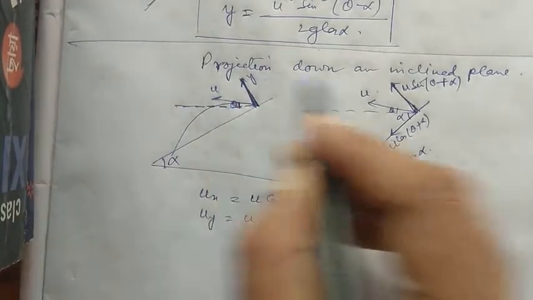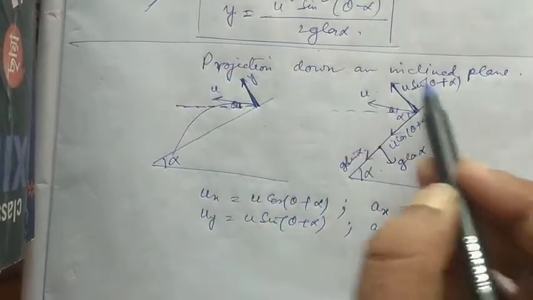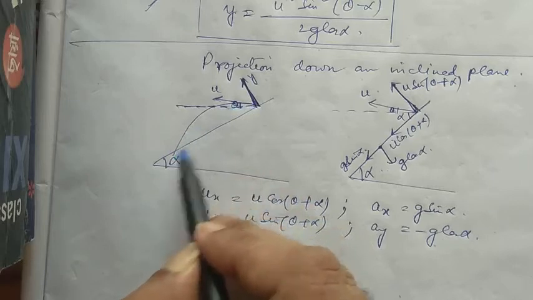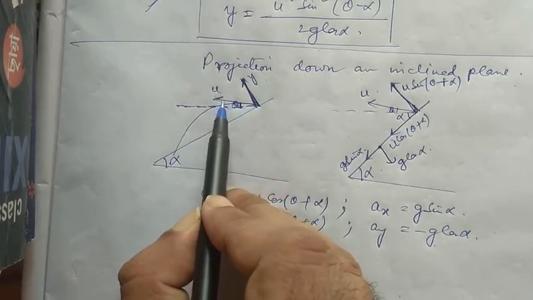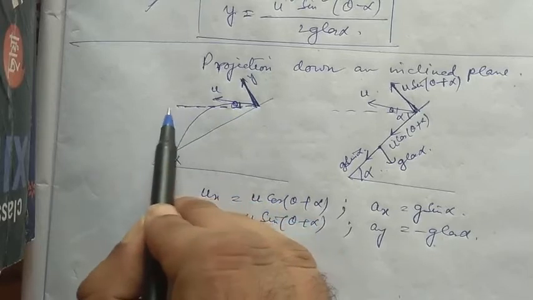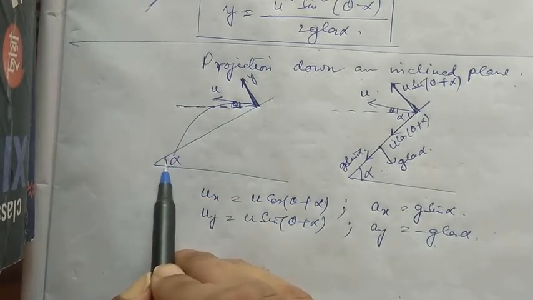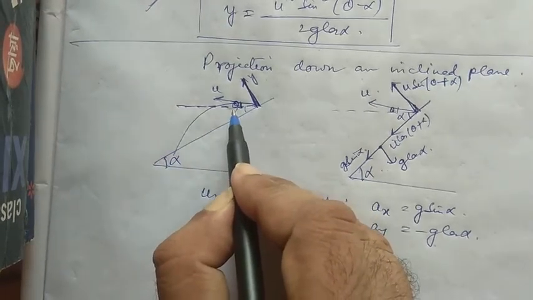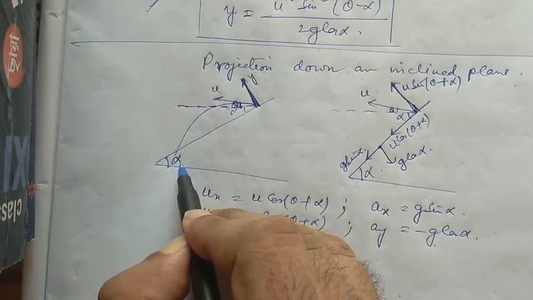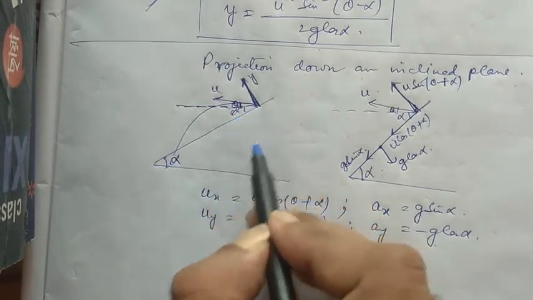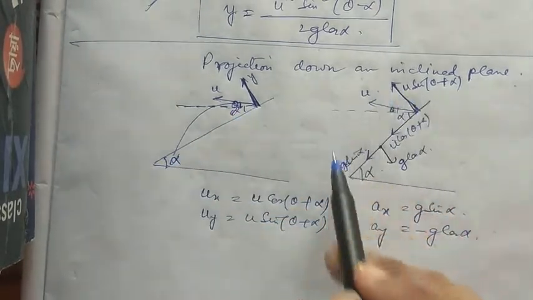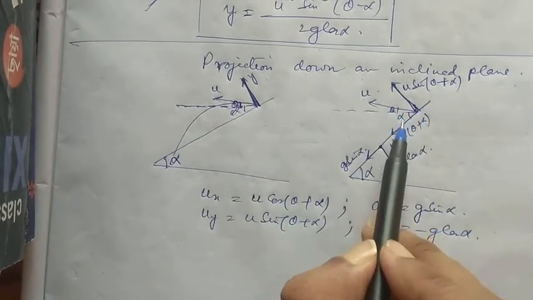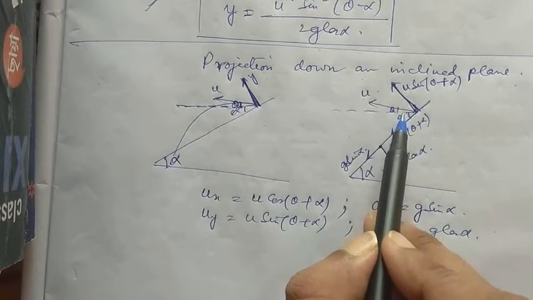Now this is a fifth kind of projectile, that is a projection down an inclined plane. So we project the particle in this fashion, downward along the inclined plane. This is the velocity of projection, making an angle theta with the horizontal. This is the angle of the inclined plane, angle alpha. We break down the components in this diagram. Now this was u, this is theta, this is alpha. So the total angle is theta plus alpha.